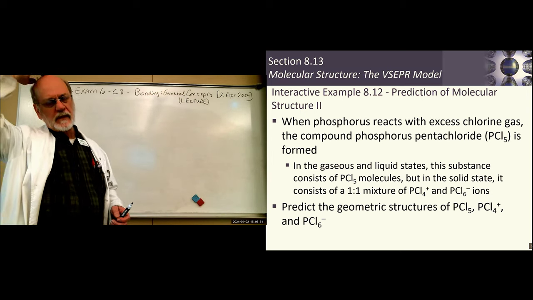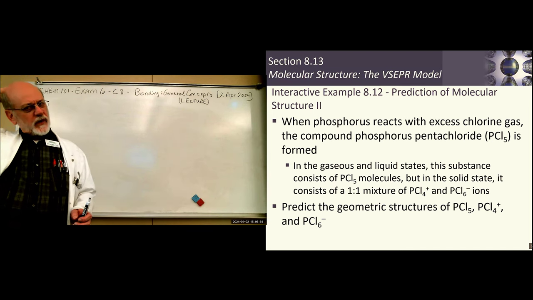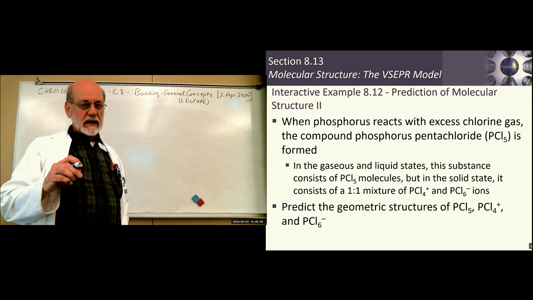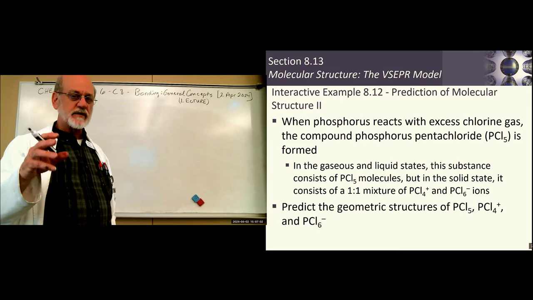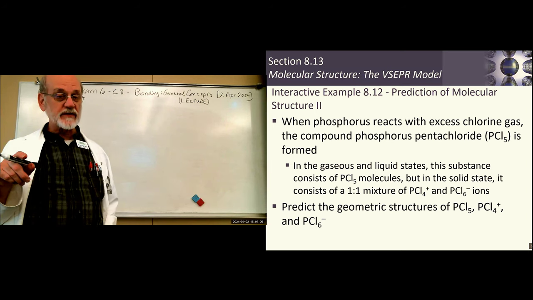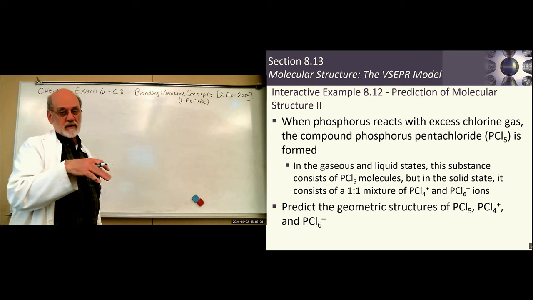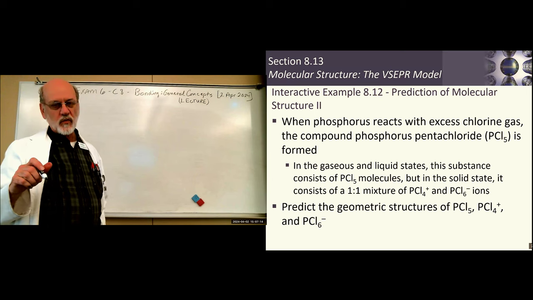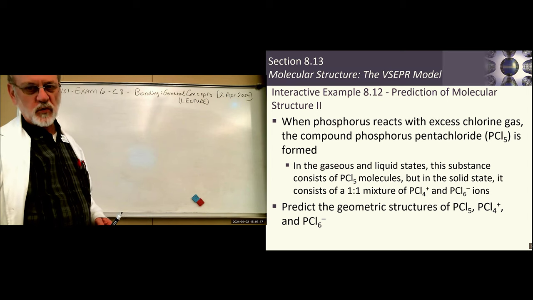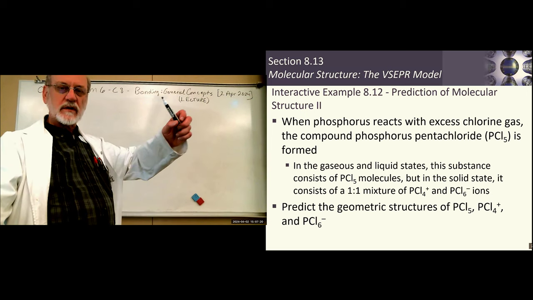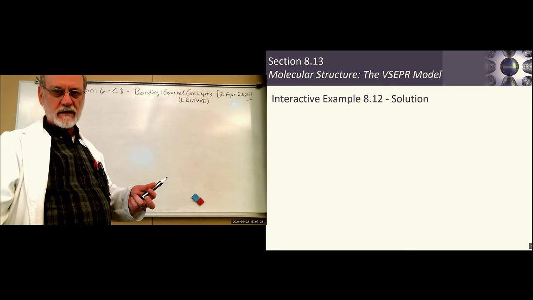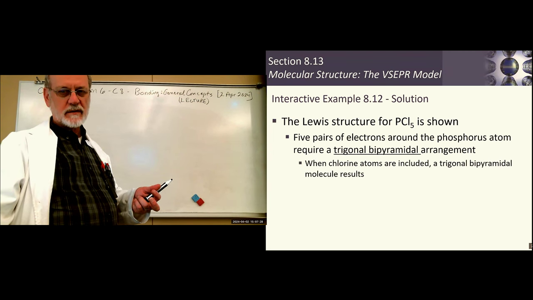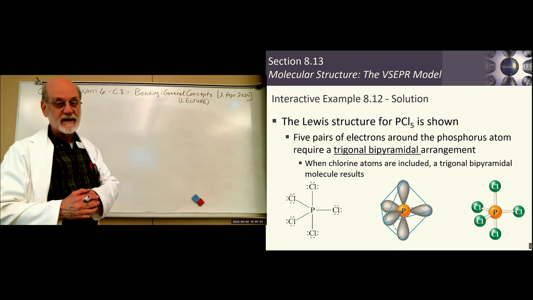All right. So when phosphorus reacts with excess chlorine gas, the compound phosphorus pentachloride is formed. In the gaseous and the liquid states, this substance consists of PCl5 molecules, but in the solid state, it has a mixture of PCl4+ and PCl6- ions. So we're looking at the geometric structures for each one of those, right? In the liquid and the gaseous state, PCl5 only, which would look like a trigonal bipyramid, like that, okay? 2, 4, 6, 8, 10.